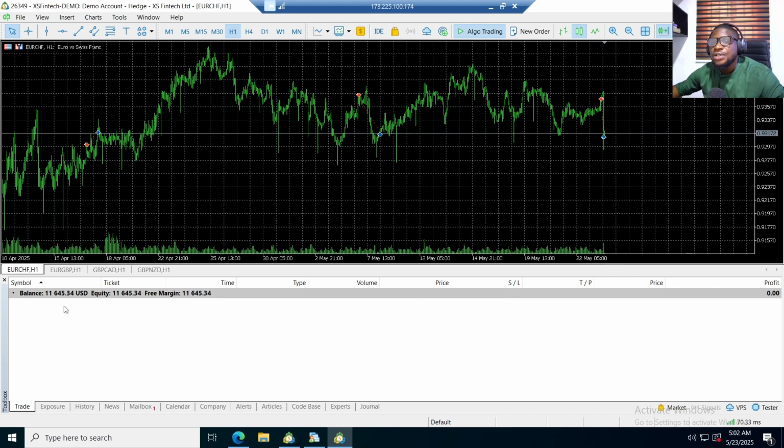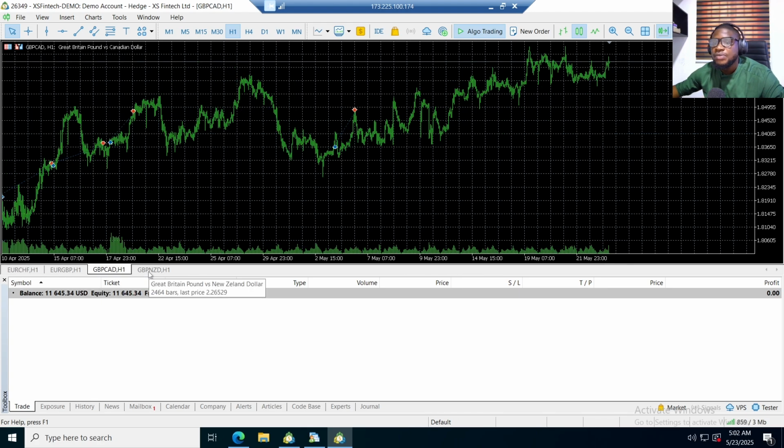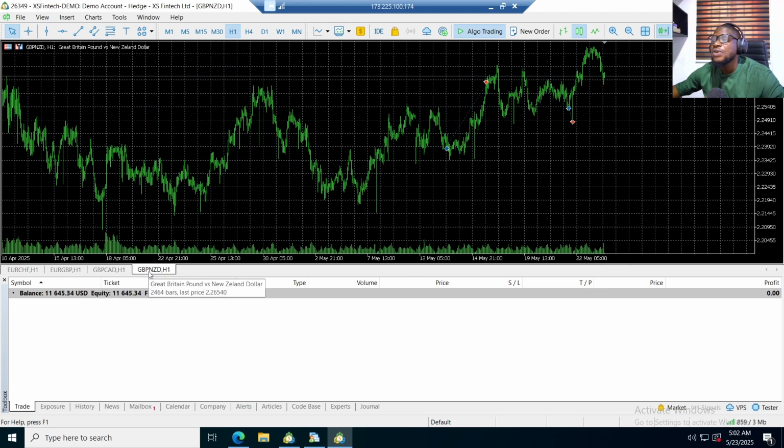So we started trading this strategy on a $10,000 account. This was just a test on the demo account to see how the performance would be over a period of time. We're currently trading this on 4 symbols. So we have Euro CHF, Euro GBP, GBP CAD, and GBP NZD. So we are trading this on these 4 pairs right now, and the trades look really amazing. I'm not going to lie, right?